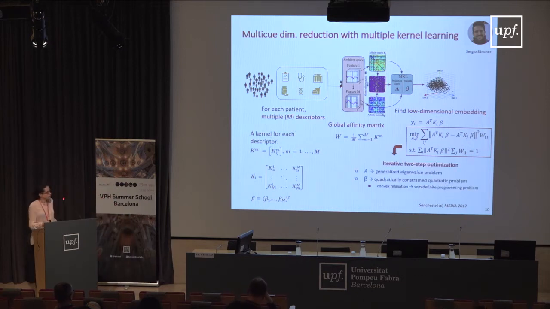And this can be solved by an iterative two-step optimization. First, we fix the beta and solve for A, and then the optimization reduces to a generalized eigenvalue problem. And then we fix A and solve for beta, because it's a quadratically constrained quadratic problem. We use semidefinite programming to solve this. And we do it iteratively till convergence.